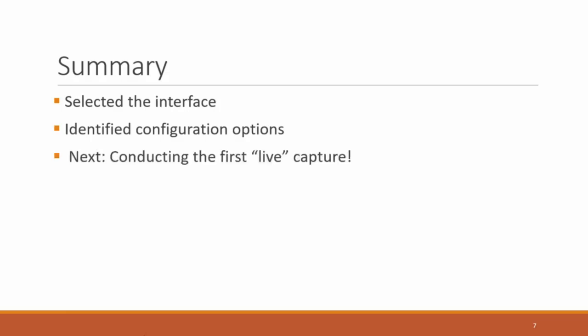In this section, we've explored the selection of the interface. We've examined the configuration options that we have available, and we've noted there are a number of options available when we do a packet capture. Next, we will explore this and set up your first capture using the Wireshark tool.